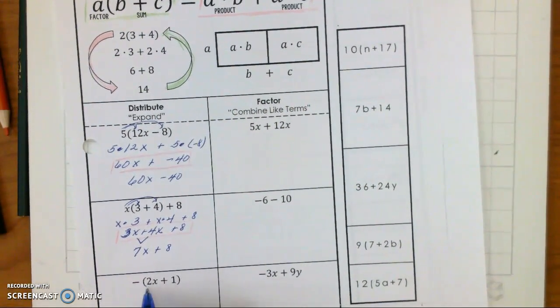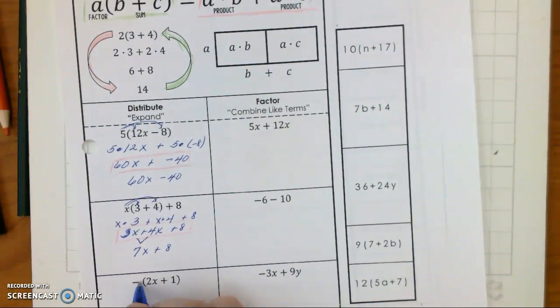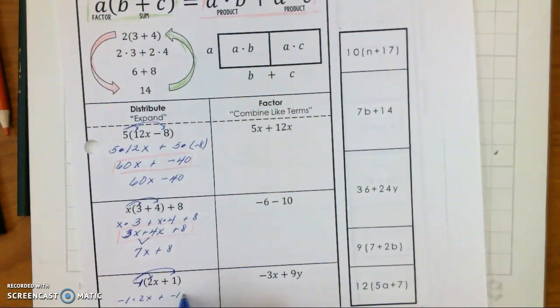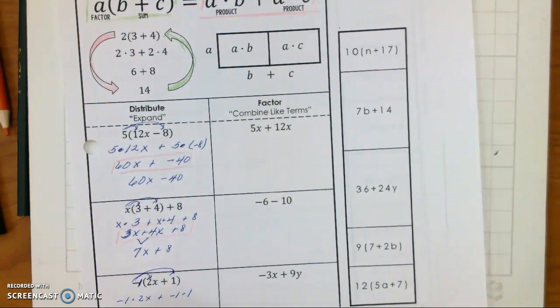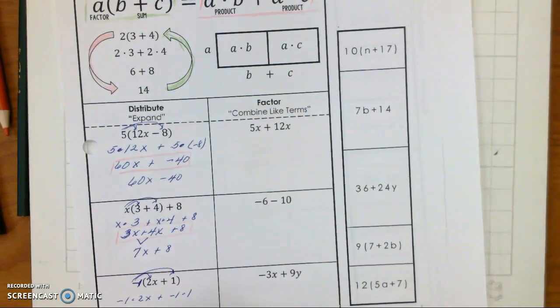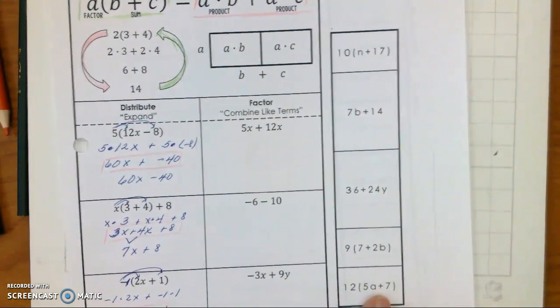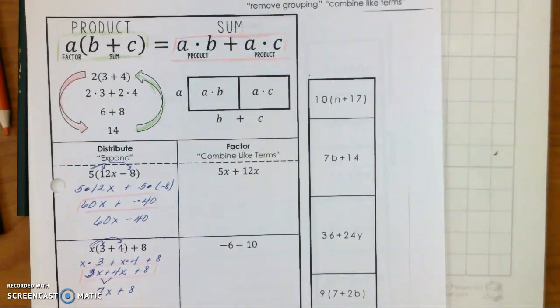So here we have negative 2x, and remember, if there's not a number here, it's 1. So negative 1 times 2x plus negative 1 times 1. So we have negative 2x plus negative 1, or to even simplify it further, it's here.